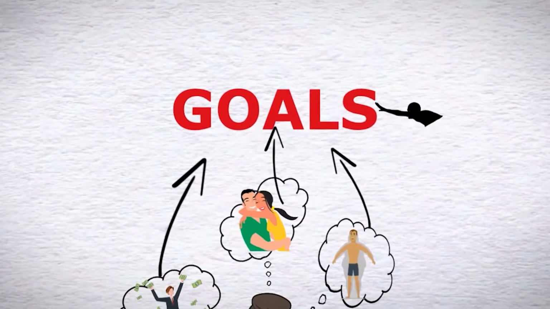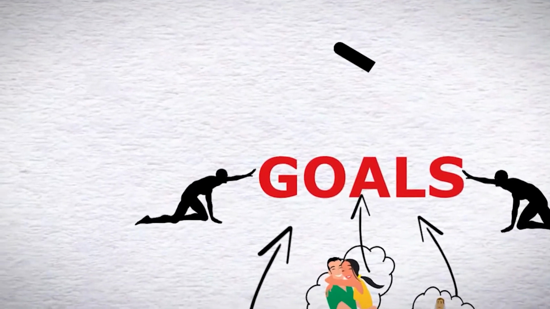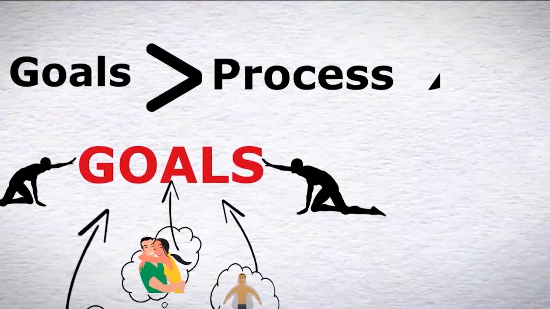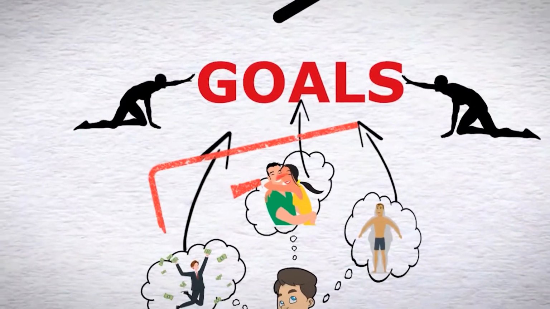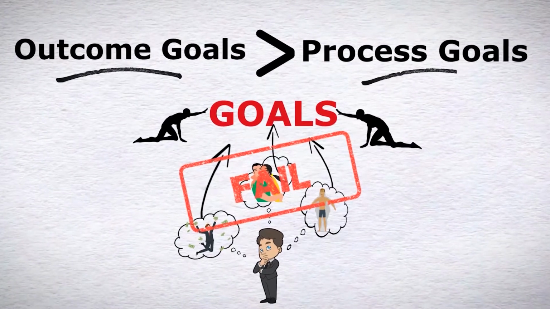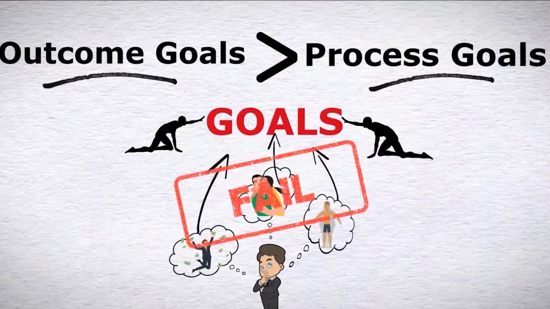Unfortunately, many people get it wrong when it comes to goal setting. In fact, many people focus on what are called outcome goals instead of process goals, which often sets them up for failure. So in this video, we'll talk about the difference between the two, and then you'll learn why it's dangerous to focus on just outcome goals.